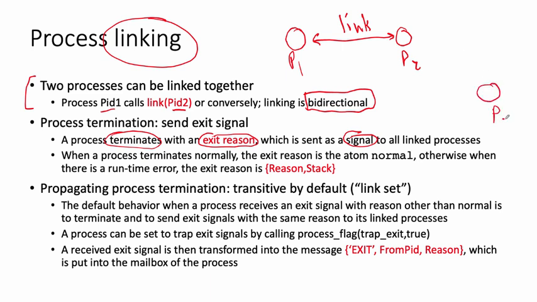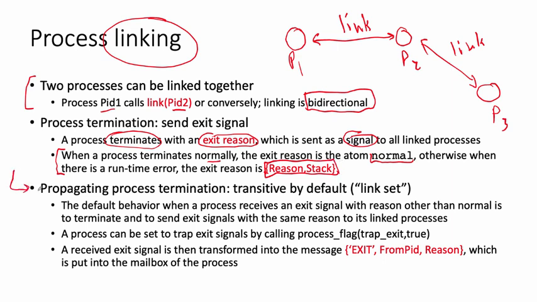So if I have another process, P3, which is linked to P2 here, and if P1 crashes, then P1 will send that exit reason to P2, and P2 will then handle it. Okay? So when a process terminates normally, the exit reason is the atom normal. Otherwise, there's an exit reason that tells you why it crashed. Maybe division by 0. Maybe there's some weird thing that it could not do right, like the square root of a negative number. Who knows? There's some reason for the error, and this is part of this tuple, which is the exit reason.